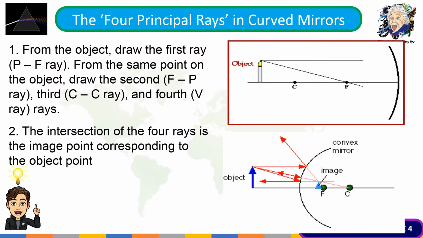So, paano nga ba tayo magdodraw ng ray diagram using the four principal rays? Kailangan nating i-remember that the first one is that we need to draw first the PF ray. Then, from the same point, we are going to draw the FP ray. Then, the third one, we are going to draw the CC ray. And the last one would be the V ray. Para makuha natin yung correct or tamang ray diagram for spherical mirrors. And kung saan nag-intersect or nagkakadikit yung apat na rays, this would be now correspond to the object point.